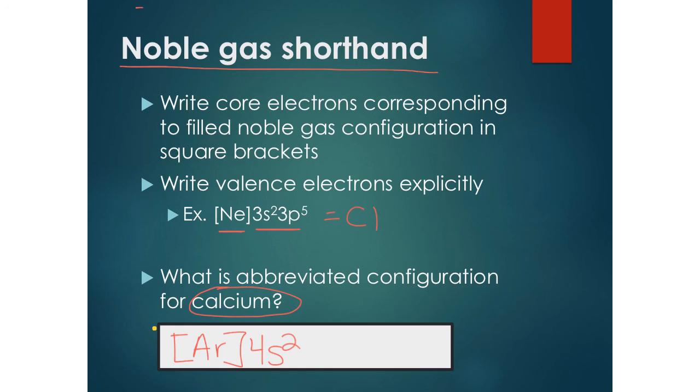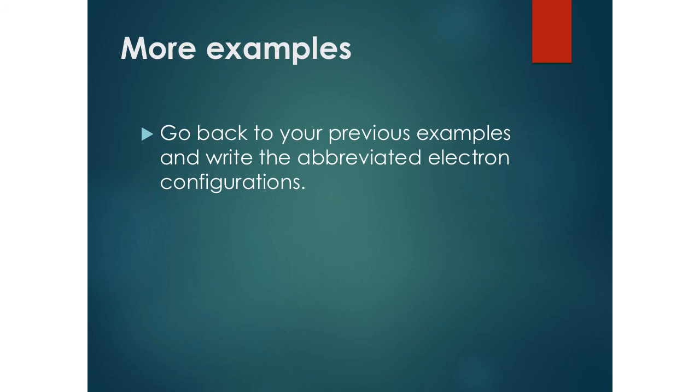So if we took a quick look at iodine's that we had on the previous slide, the preceding noble gas to iodine would have been krypton, Kr. Okay, so it would be Kr plus everything after that. So 5s2, 4d10, 5p5. So that's going to save you a lot of time on those longer ones.